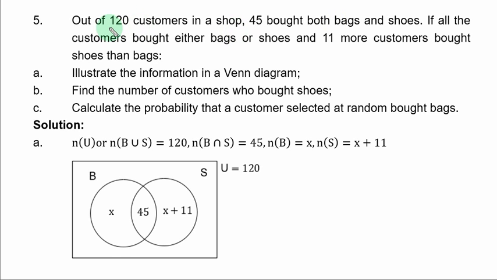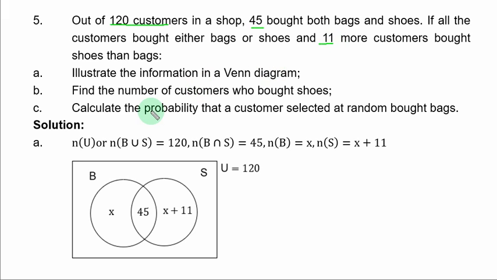Question 5. Out of the 120 customers in a shop, 45 bought both bags and shoes. If all the customers bought either bags or shoes and 11 more customers bought shoes than bags, A part of the question, illustrate the information in a Venn diagram. B, find the number of customers who bought shoes. C, calculate the probability that a customer selected at random bought bags.